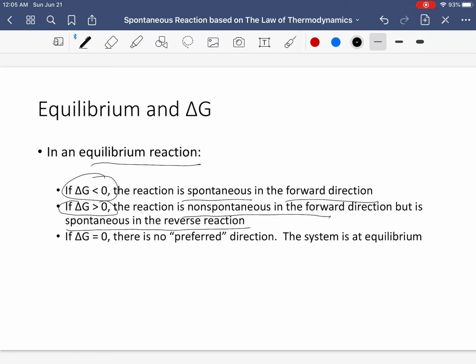So if you have a reaction and you calculate delta G, and delta G is a negative number, the reaction is going forward, meaning that the reaction has not reached equilibrium. If delta G is a positive number, the opposite happens: the reaction is also not at equilibrium. There's too much product or something, so the reaction right now is going backwards.